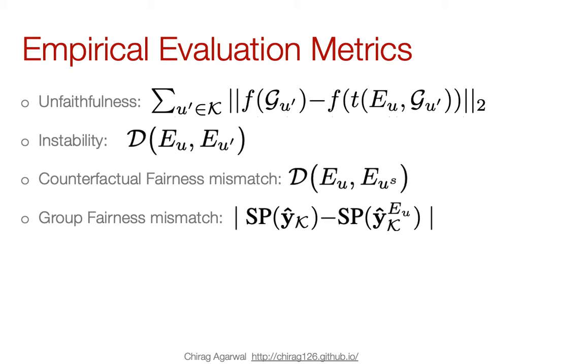We now define the four evaluation metrics used in our work. The unfaithfulness metric measures the difference between the predictions made using the original and the masked node attributes. The instability metric measures the L1 distance between the explanations generated for the original node U and the perturbed node U prime. The counterfactual fairness mismatch metric measures the normalized L1 distance between the explanations generated for node U and the counterfactual node US. The group fairness mismatch metric measures the statistical parity for a group K of predictions using the original attributes and the masked node attributes.